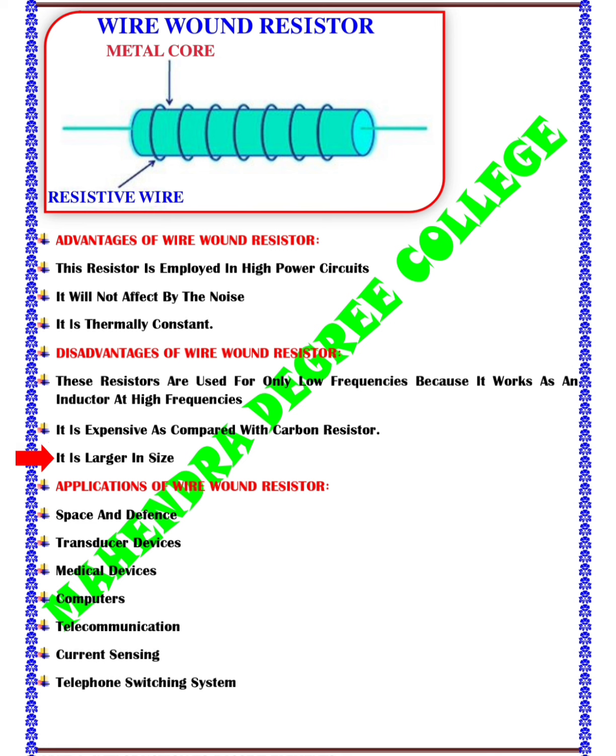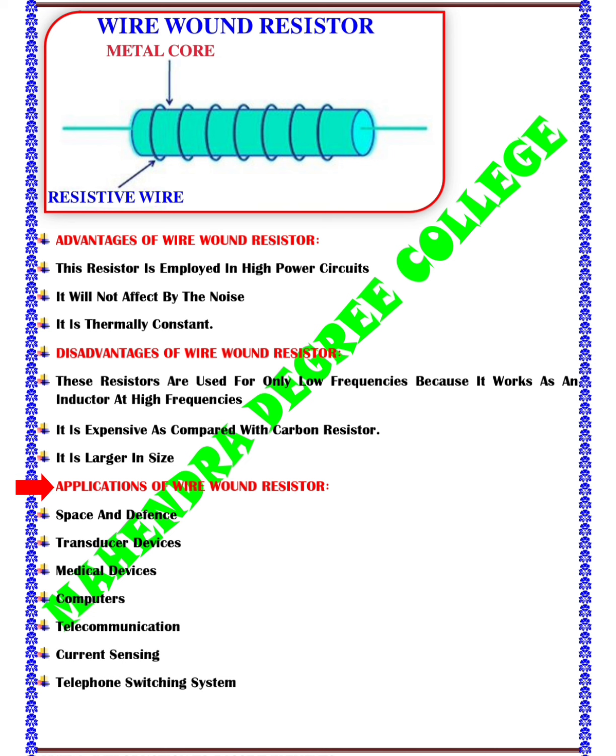Third disadvantage. It is larger in size. It means a significant disadvantage of wire wound resistors is their large size, which can be a limiting factor in applications where space is constrained. This size is due to the physical nature of the resistor, which involves winding resistive wire around a core.